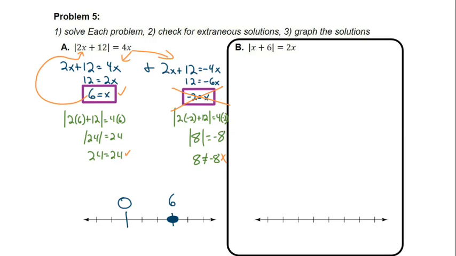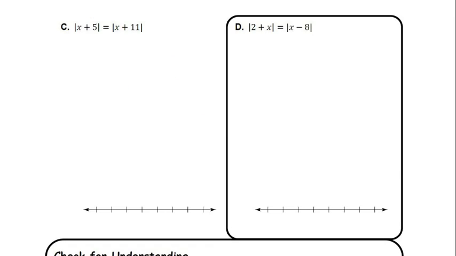Let's do letter C. Alright, letter C. We have an absolute value on both sides. So here we go. We do it once with a positive right side and once with a negative right side. So we've got x plus 5 equals x plus 11. And we have x plus 5 equals negative x plus 11.